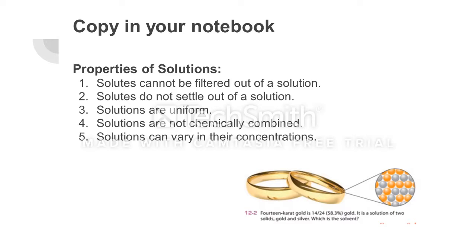Here we have an example of gold. We have different carats of gold. There are 10 carats of gold, 14 carats of gold, and that is the concentration of solute that is in the mixture.